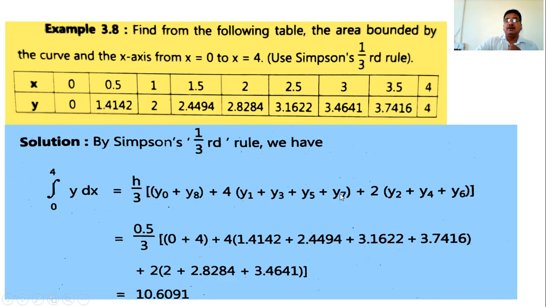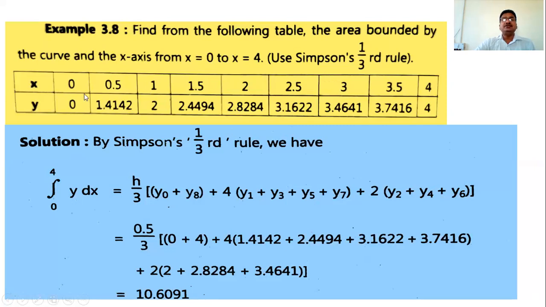But note, the odd suffixes and the even suffixes exclude the first and last. The first is y0 and the last is y8, so don't write y8 or y0 in these two brackets. These are the addition of values of y whose suffixes are odd, and these are the addition of values of y whose suffixes are even, except first and last. Then substitute the values of y0 to y8 and also the value of h.